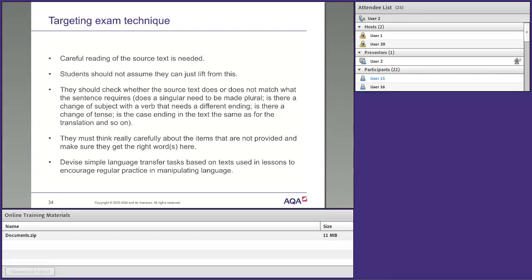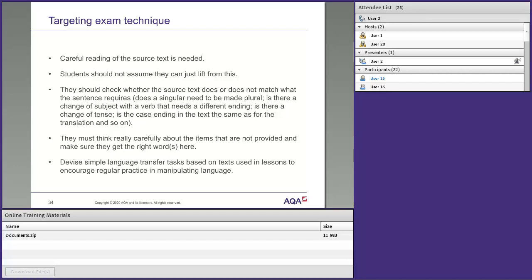Is there a change of subject with a verb that therefore needs a different ending? Is there a change of tense? Is the case ending in the text the same as for the translation, and so on? And again, careful analysis of that before they start translation is important. They must think really carefully about the items that are not provided and make sure they get the right words. So we saw that with the word jobs there, wissen, kennen, things like that. So you can devise simple language transfer tasks based on text used in your lesson to encourage regular practice in manipulating language.